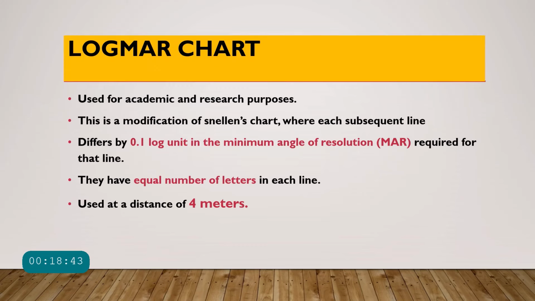Now, for research purposes, we have another chart called the Logmar chart. This is used basically for academic and research purposes and not so much in the clinics. It is a modification of the Snellen's chart. In Snellen's chart, each letter is subtending an angle of 5 minutes of arc at the nodal point. However, here the minimal angle of resolution changes in each line by a unit of 0.1 log unit. They have an equal number of letters in each line, and this is tested at a distance of about 4 meters. In contrast, the Snellen's uses a testing distance of about 6 meters.